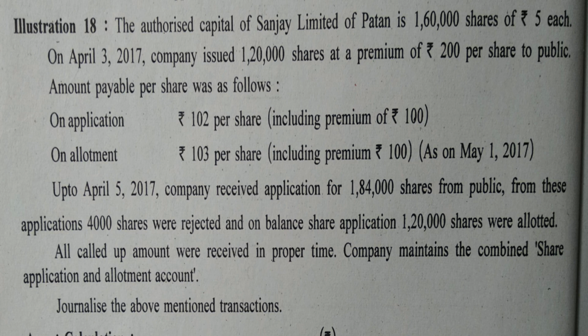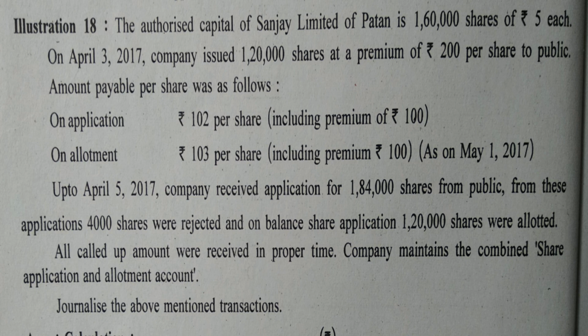1,20,000 shares have been issued out of the authorised 1,60,000 shares, and applications are received for 1,84,000 shares. Authority is 1,60,000. The company has issued 1,20,000 and received applications for 1,84,000. So how much is in excess? It's very simple: 1,84,000 minus 1,20,000 gives you 64,000 in excess.